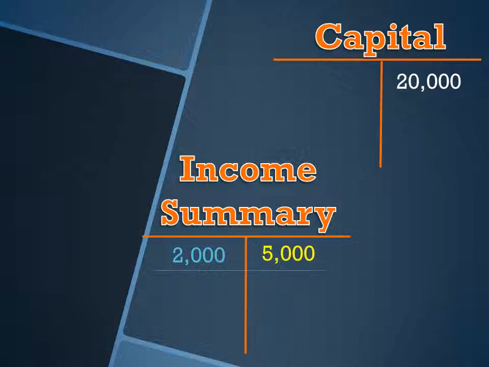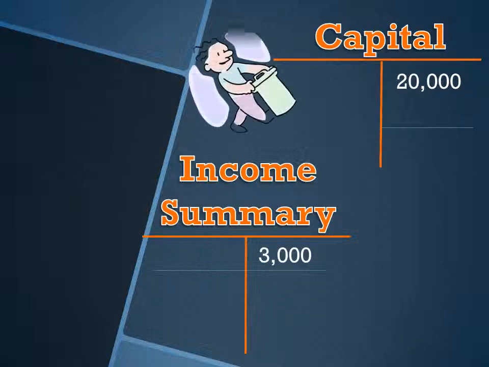Now I've put up here our capital account because we've been telling you all along that these temporary accounts all affect equity. They all affect our capital account. So now the next step is pretty easy. We need to get what our balance is in income summary. So our balance right now is $3,000 on the credit side. Well, if I'm going to close that, I need my garbage can.